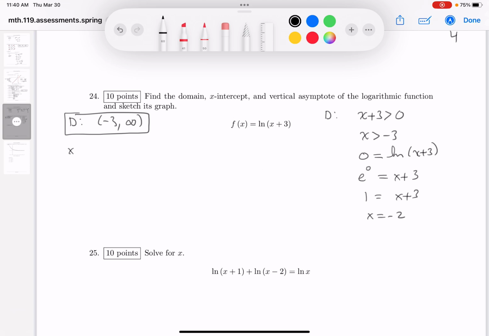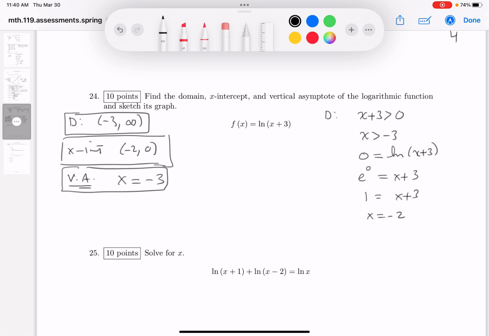So the x-intercept, again, we're answering one question at a time as I'm reading it. Fairly simple. It's going to be minus 2, comma, 0. So we got the x-intercept down, domain down. Oh, the vertical asymptote. What's the vertical asymptote going to be? Well, it's going to be x equals minus 3. I got that one done too. All right? What else do we have?